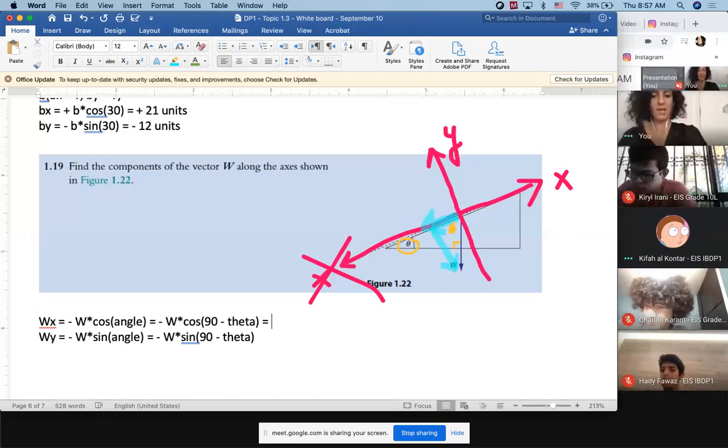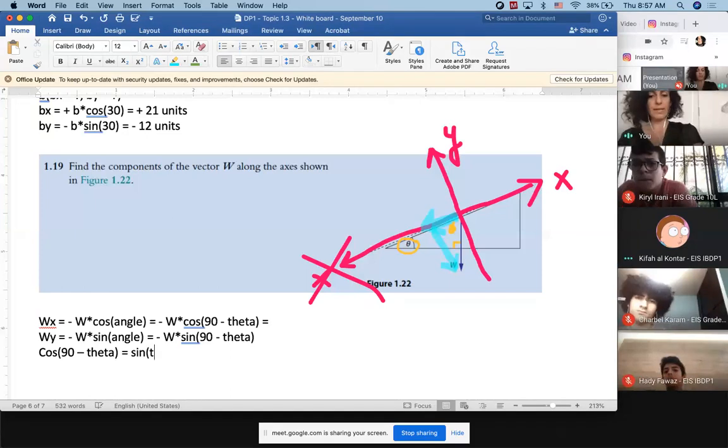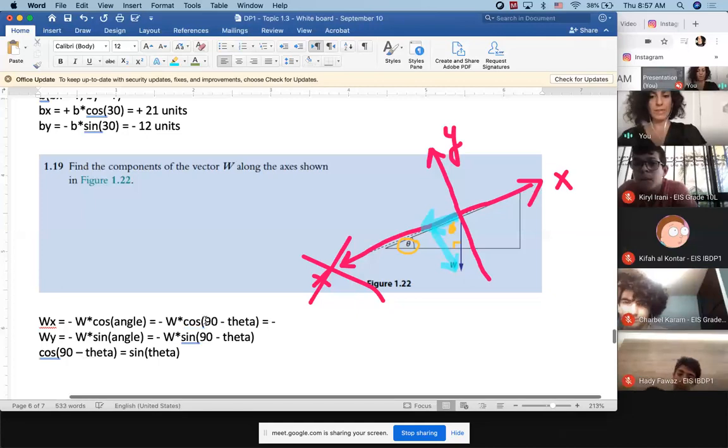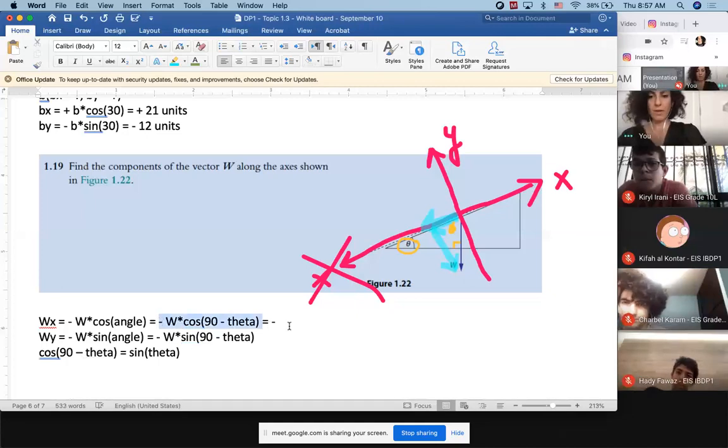So let me say it again. Kifa is trying to say that cosine 90 minus theta is actually equal to sine theta. So I'm asking everyone now, do you guys know this? If you don't, you can simply skip it as such. If you do, you can make your life so much simpler by stating all of the above, but then you replace, okay? So I'm showing you that this will turn into sine theta.